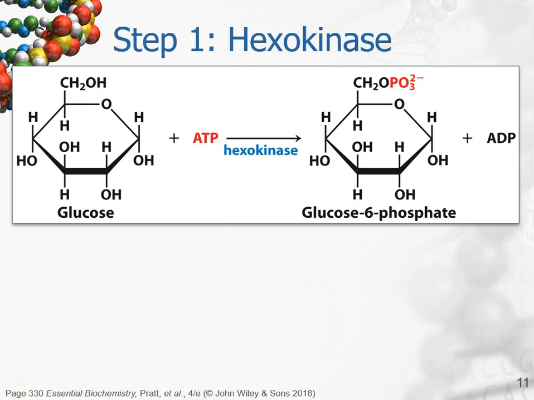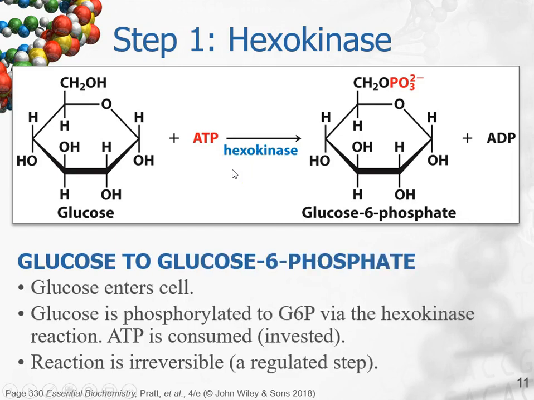So here is the first step in glycolysis. Step 1 is the hexokinase reaction, and we should notice that the enzyme is hexokinase, and the arrow is only going in one direction. Glucose enters the cell, and immediately we need to phosphorylate it. ATP is the phosphate donor, and we get glucose 6-phosphate. Notice this is an energy investment: we have to spend an ATP to phosphorylate the glucose. So we're going to regulate the pathway here at step 1.